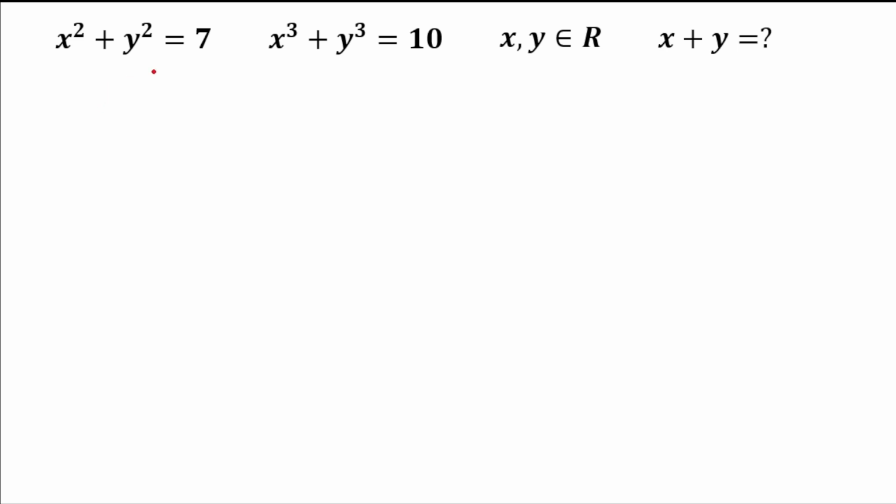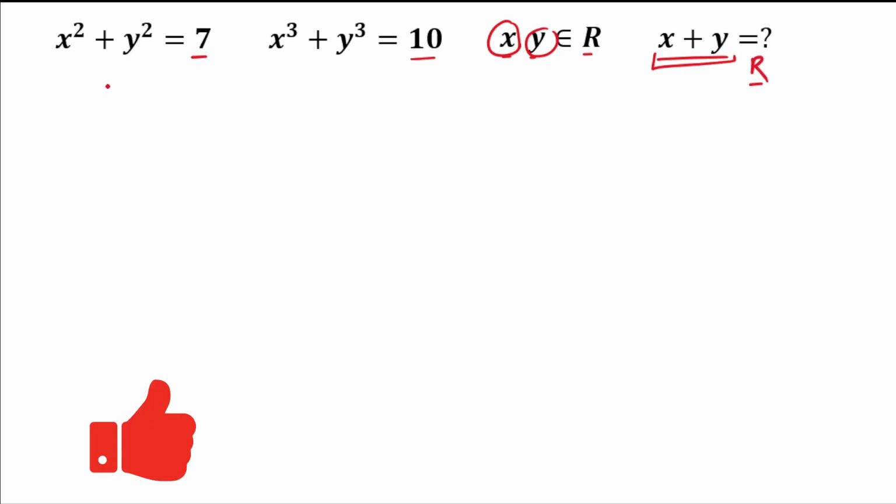So today in this video, we'll solve this algebraic problem. Here we have two equations. The first equation is x square plus y square is equal to 7. And the next equation is x cube plus y cube, and the value of it is 10. Here x and y are real numbers, and we have to find the value of x plus y. Since x and y are real numbers, the value of x plus y will also be a real number. So friends, let's start the video.